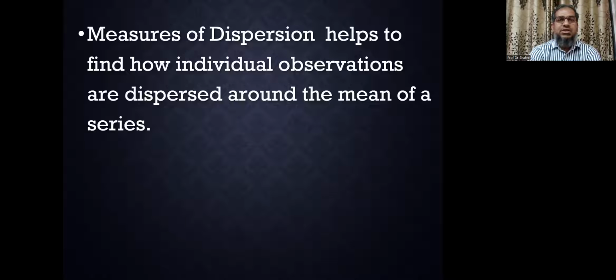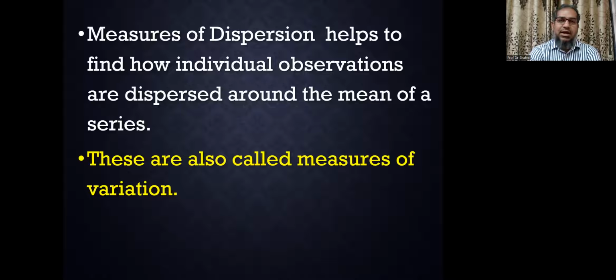So this variation, or these measures of dispersion, help us to find how individual observations are dispersed around the mean. Whenever we find the dispersion, it is around the mean. So the mean has to be calculated, and from that we need to find out how much is the dispersion of the observations from the mean. These are also called measures of variation. So we have two terminologies: measures of dispersion and measures of variation.